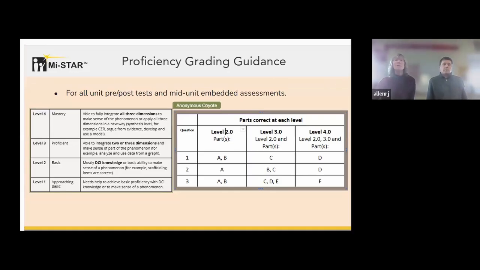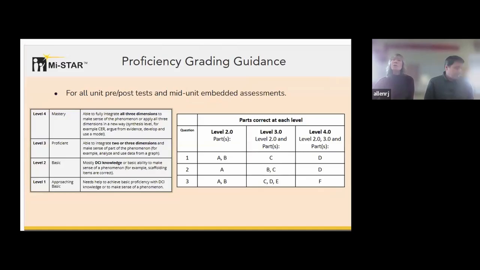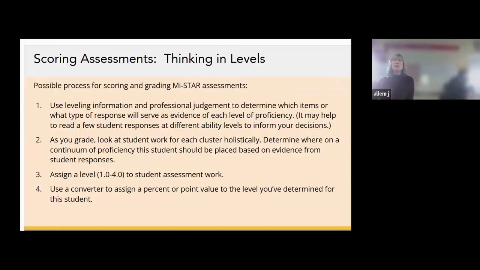So we recommend that when you go to score something like this, that you use that leveling information that we've given you. Change it if you want to. It's just recommendations. If you think that B should go with level 3 proficiency, move it. But this is the process we recommend. Use that information and your professional judgment to determine what items are going to be evidence of which level. So I think if they get A correct, that's going to be level 2. If they get A, B, and C correct, that's level 3. Add in D, now we're at level 4 proficiency.